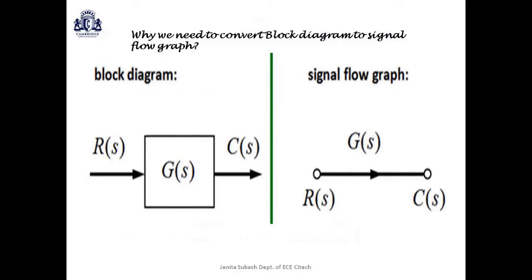So now, if you look into this block diagram, each element is represented by a block. The transfer function of the element is shown inside the block. On the other hand, in the signal flow graph, each variable is represented by a separate node. That is, the input variable R(s) is represented by a separate node, and the output variable C(s) is represented by a separate node. The transfer function is shown along the branches connecting the nodes. The transfer function here is G(s), which has been shown along the branch connecting the nodes.